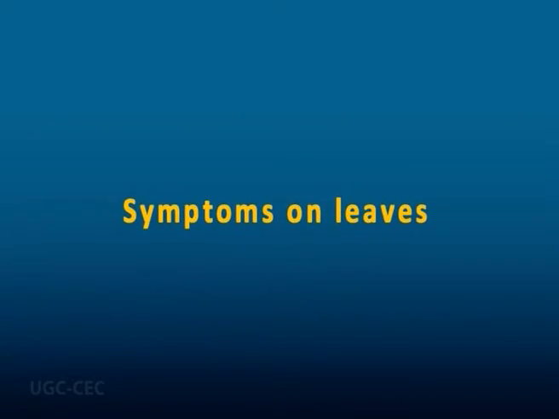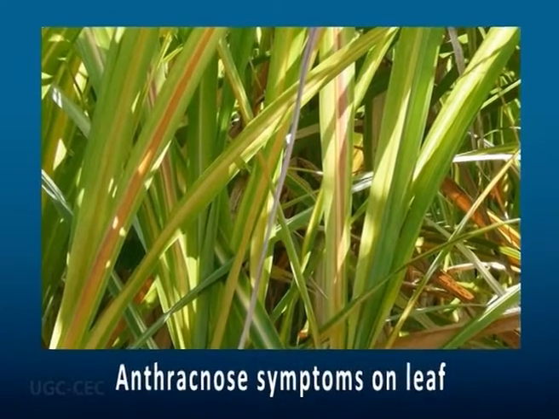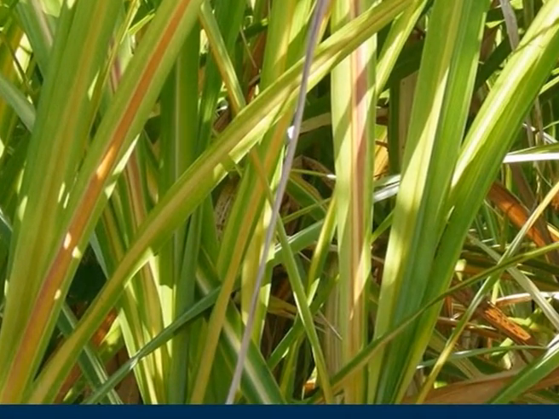Now, symptoms on leaves. Loss of turgidity and discoloration of leaves is one of the main symptoms. Leaves droop very soon, thus transpiration and photosynthesis are reduced. In the late stage, oblong, blood red necrotic lesions appear all along the midrib. In the older lesions, black velvety acervuli may appear. When the conidia appear on the leaves, they get covered by a powdery mass.